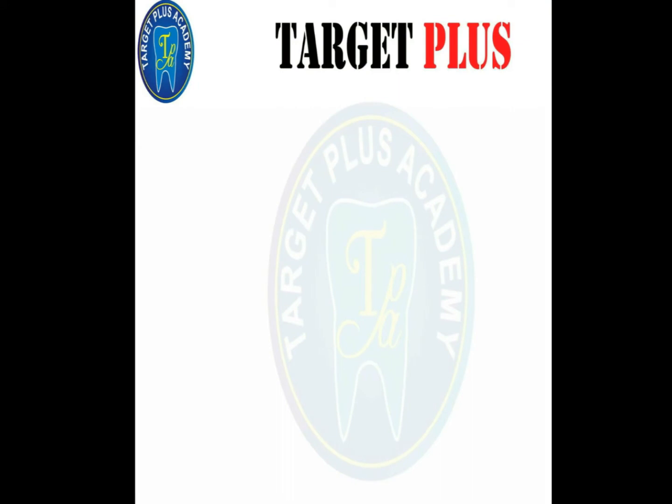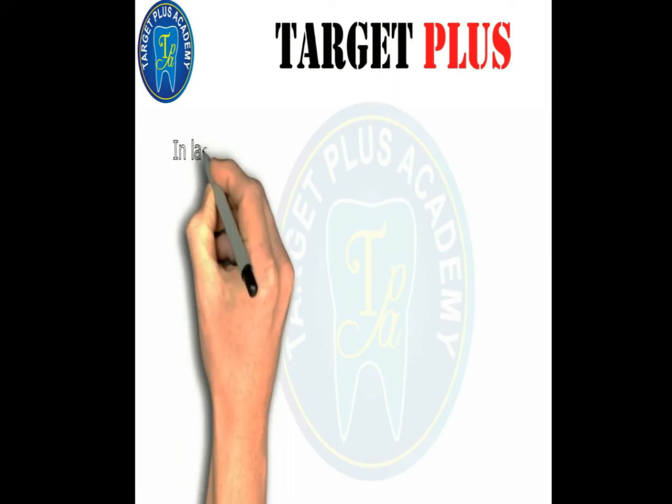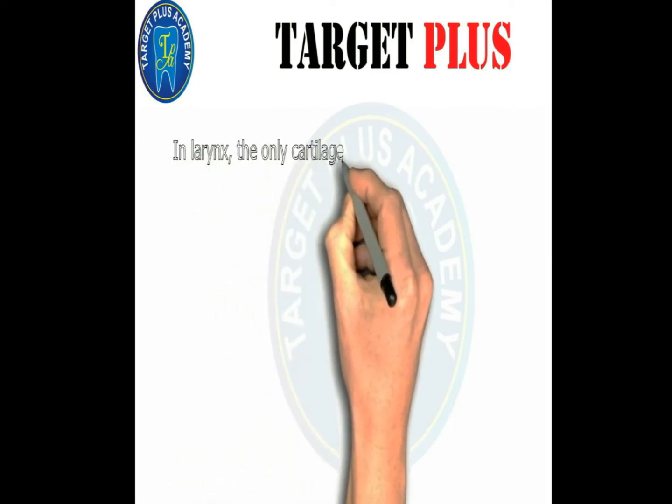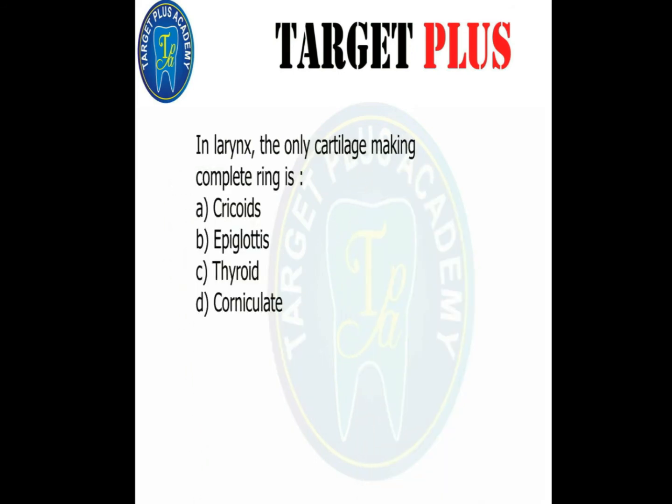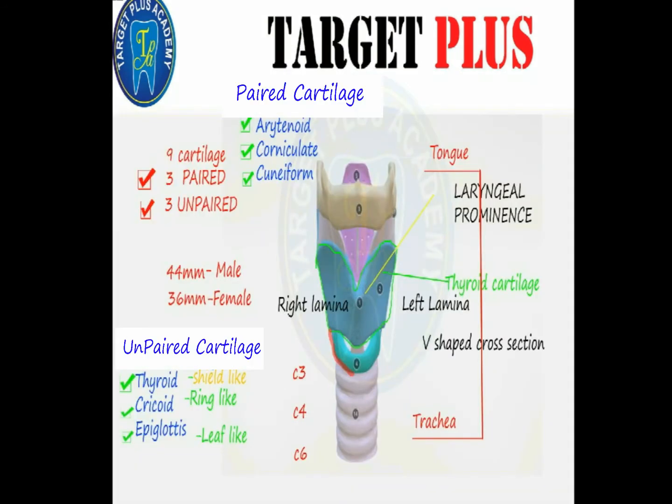Now moving to the MCQs. The first MCQ is: in the larynx, the only cartilage making a complete ring is? The answer is cricoid cartilage. Now remember, the cricoid cartilage is shaped like a ring and it is a complete cartilage. It encircles the larynx below the thyroid cartilage and forms the foundation stone of the larynx.